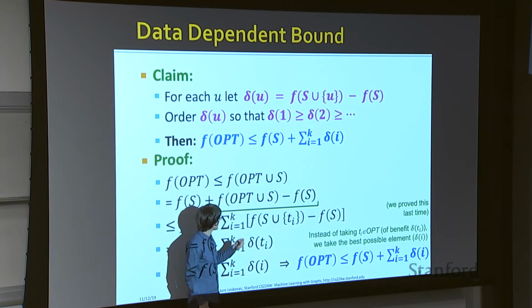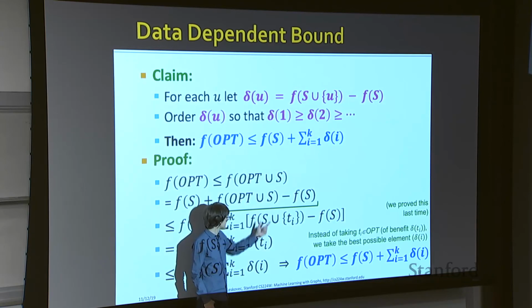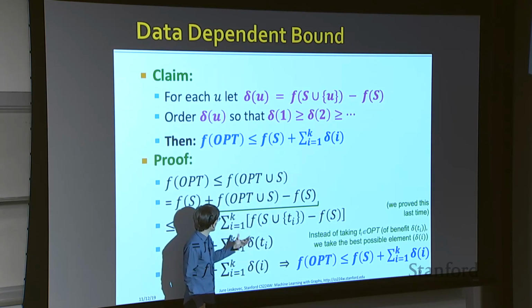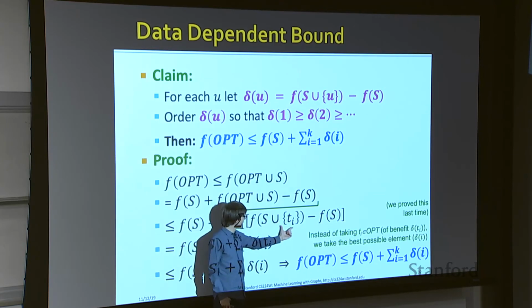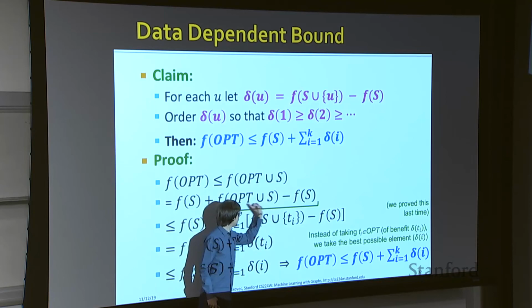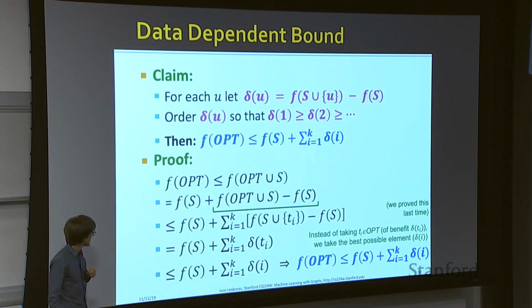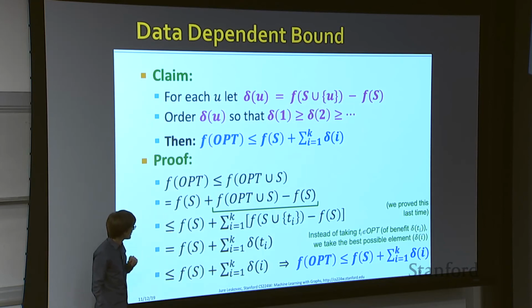And essentially what this is saying, this is the marginal benefit of opt with respect to s, and this is less than the sum of the marginal benefits of the individual entries of opt with respect to s. And intuitively, this makes sense, right?